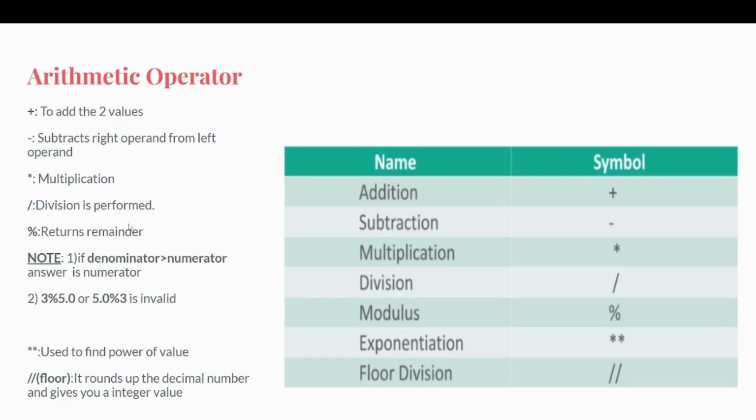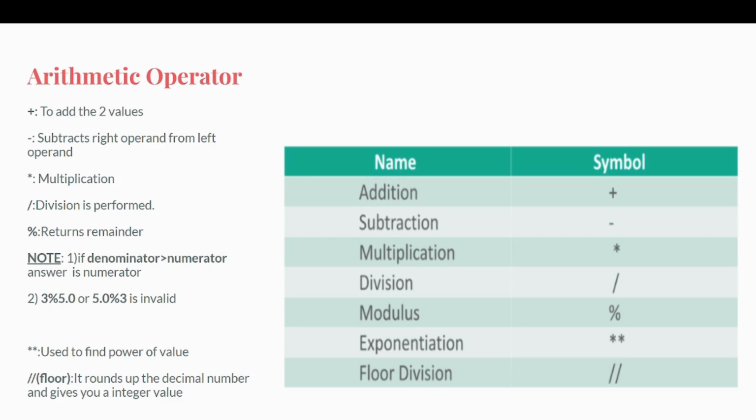So here we have two important notes for the modulus operator, that if denominator is greater than numerator, then the answer will be directly the numerator. I will show this practically. And next one is, if in numerator or denominator you have floating values, then it is invalid.